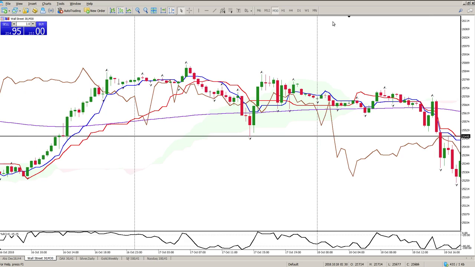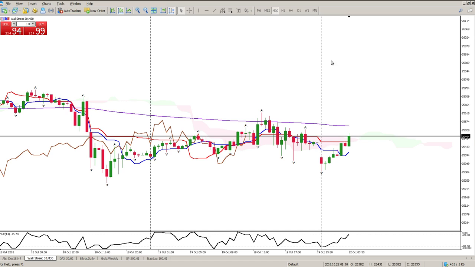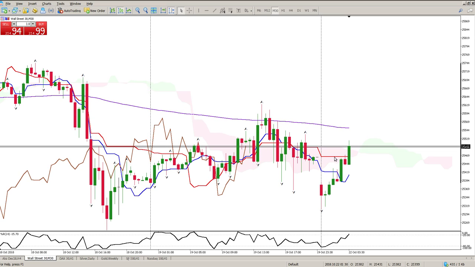But for now, it is still below the cloud. It is still bearish. And the last one we're going to look at is the half hour. And you can see even the half hour, you can see how we've got Kijun-sen, which is flat, and Tenkan-sen is now pointing up.